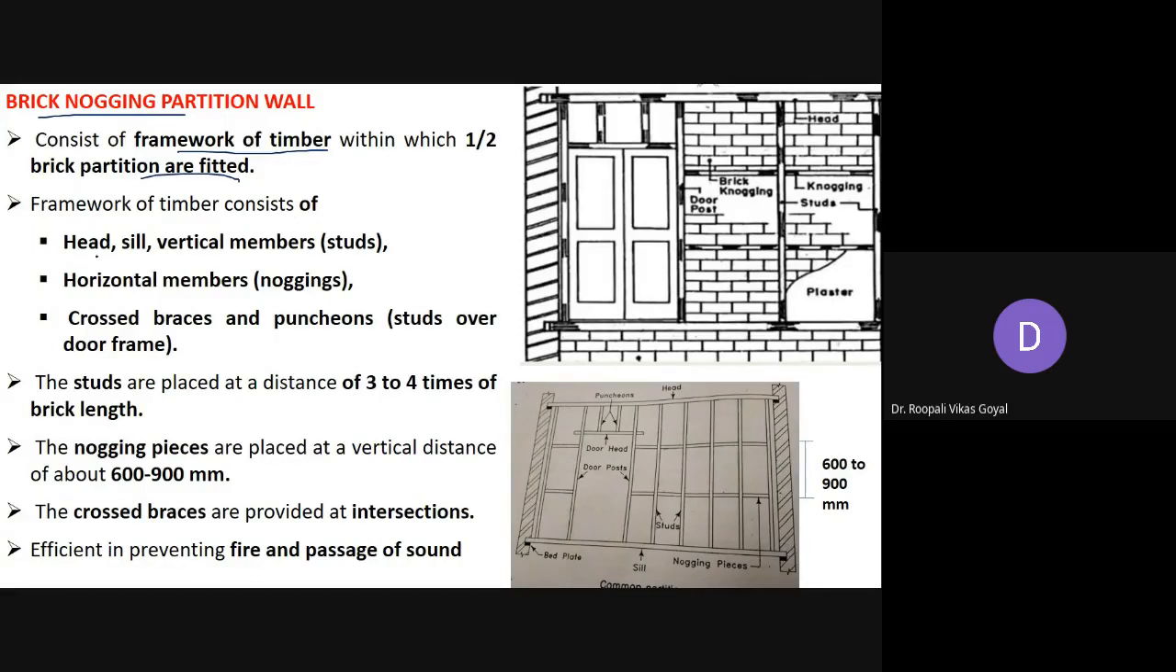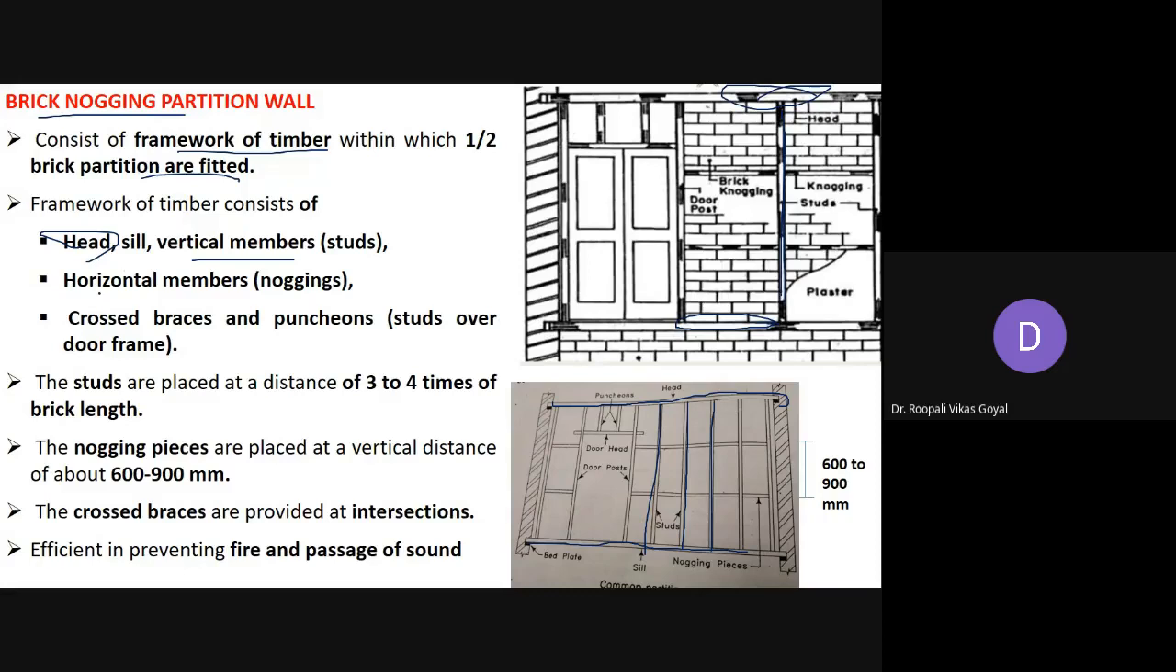First is head and seal. Basically at the top, whatever the framing work जो top में होगा, that is called the head, and at the bottom of the framework, that is called the seal. Okay. So here in this figure, this is your head, and at the bottom you have the seal. Okay. Then after that you have the vertical members. So you can see these vertical members here. All these vertical members that connect head and seal are generally called studs. So studs are the vertical members.